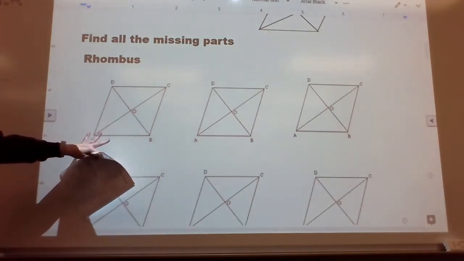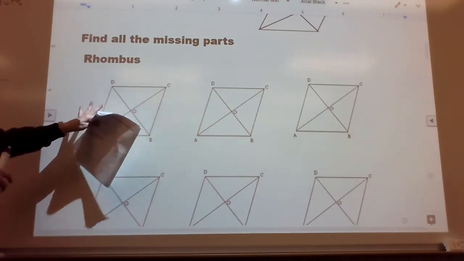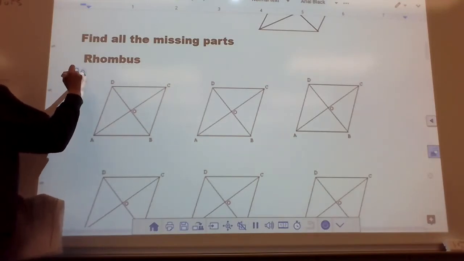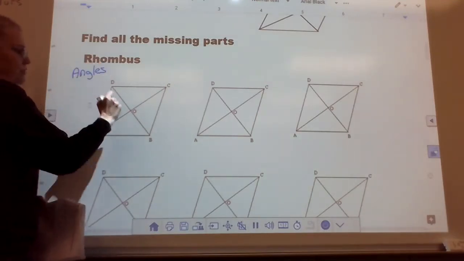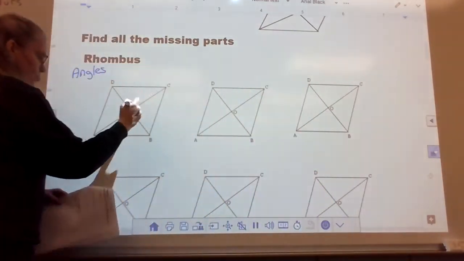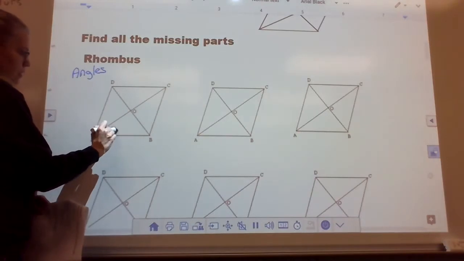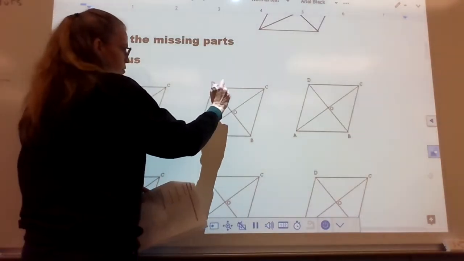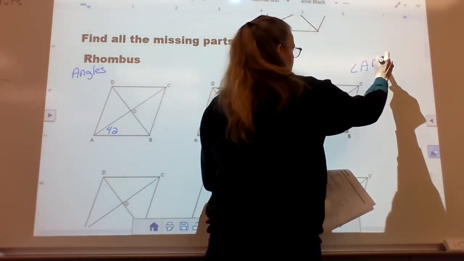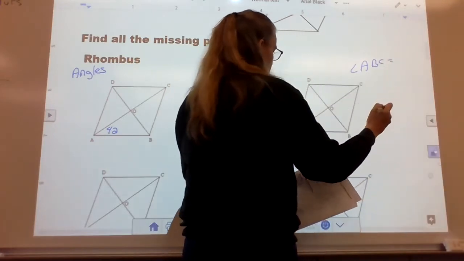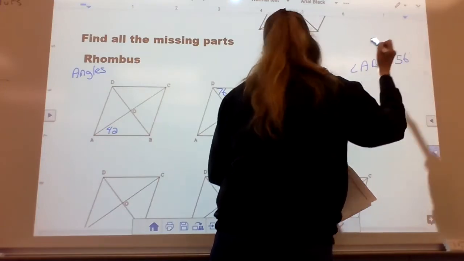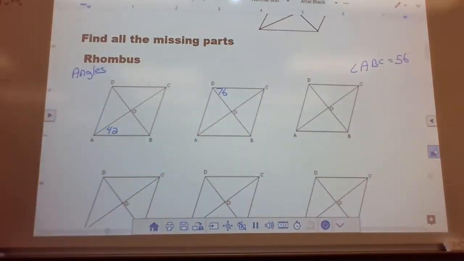So on these, remember, I'm going to be giving you numbers. So let me go ahead and put some numbers on here. These are angles. These three rhombuses, or rhombi, are all focusing on angles. So I'm going to give you this angle, and on this one I'm going to say angle ABC equals 56 degrees. 56 degrees, ABC.